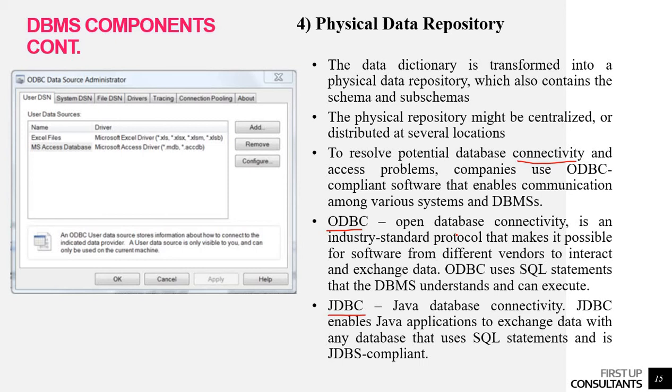ODBC is the Open Database Connectivity. It is an industry standard protocol. Using this ODBC, it is possible for software from different vendors to interact and also to exchange data. Whereas JDBC is the Java database connectivity. So that is the difference between ODBC and JDBC. The J usually stands for Java enabled or Java compliant.